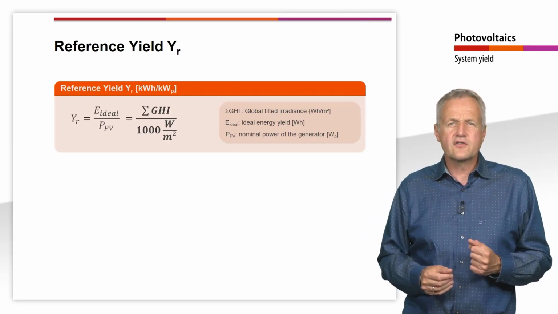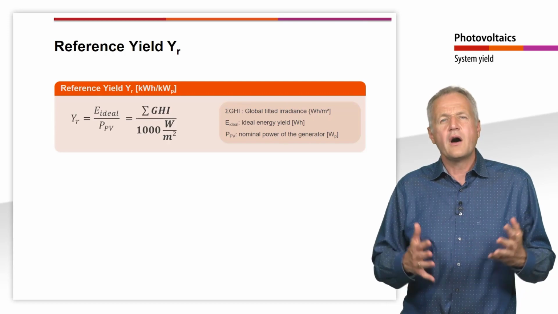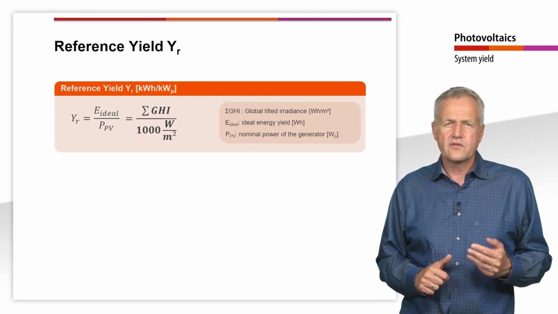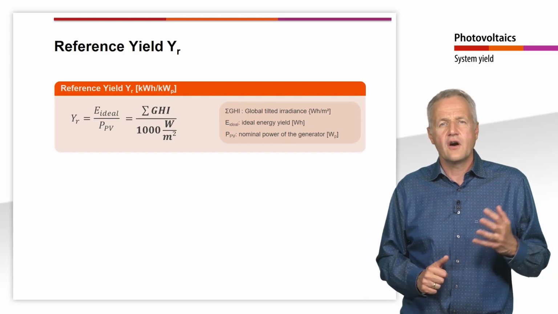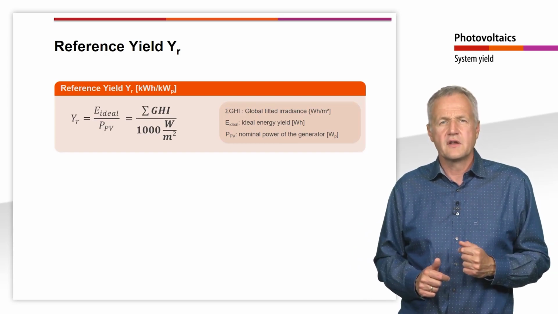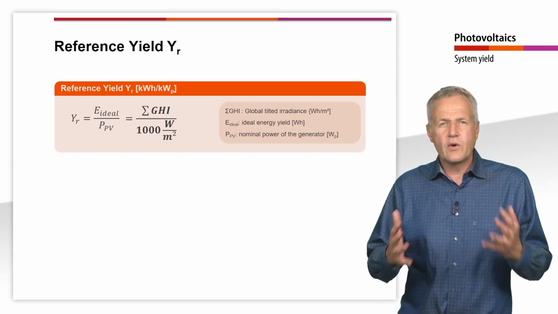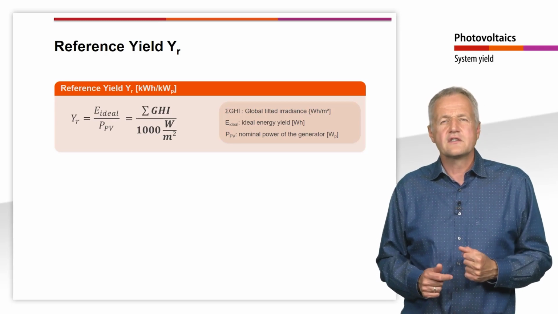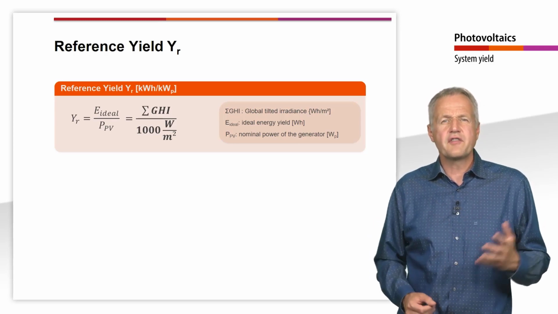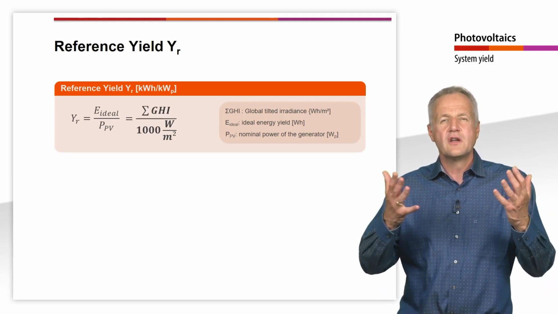In practice, it is common to normalize the yield to the power of the PV plant. Through this conversion, we obtain the so-called reference yield of the PV plant. The unit of the reference yield is kilowatt hours per kilowatt peak. By normalizing to the installed PV power, the reference yield is only dependent on the amount of annual GTI.